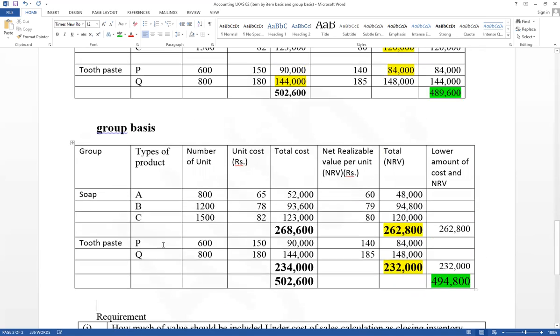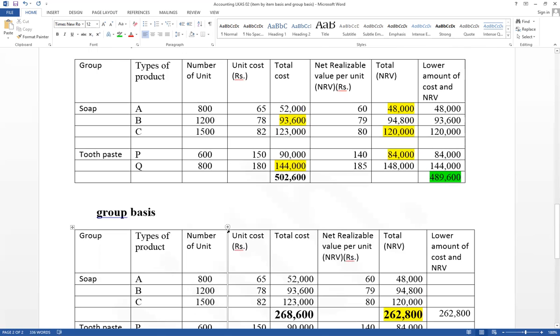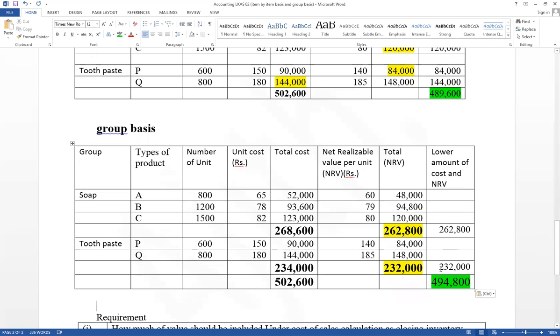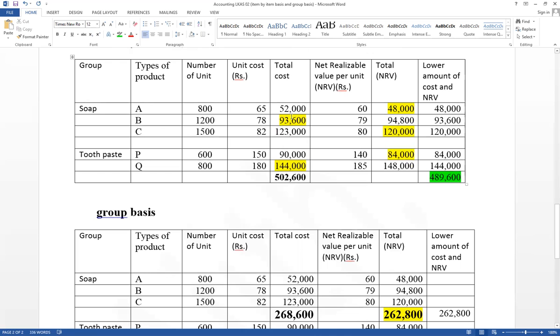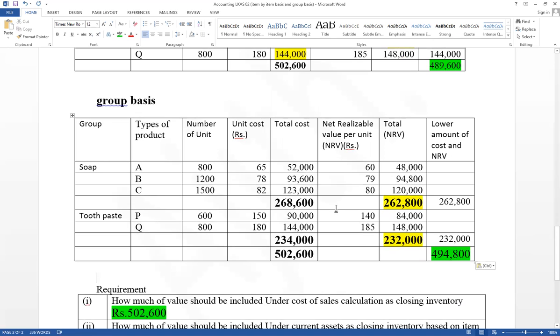When a business calculates inventory, two methods can be applied: the item by item basis and the group basis. The cost value does not change. Based on the matching concept, the cost value should be included under the cost of sales calculation. But the financial position should include the lower value. When calculating the lower value, soap is a group with its lower amount, and toothpaste is a group with its lower amount. Then this total of the lower amounts should be included in the financial position as inventory based on the prudence concept.